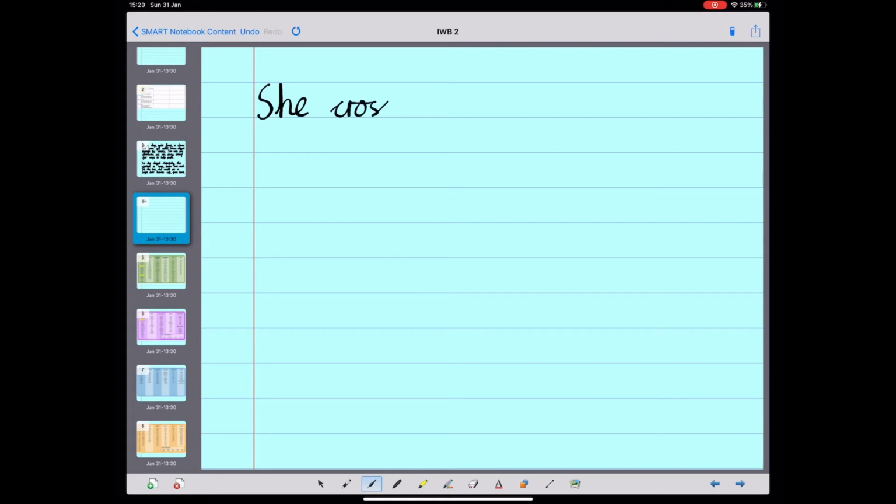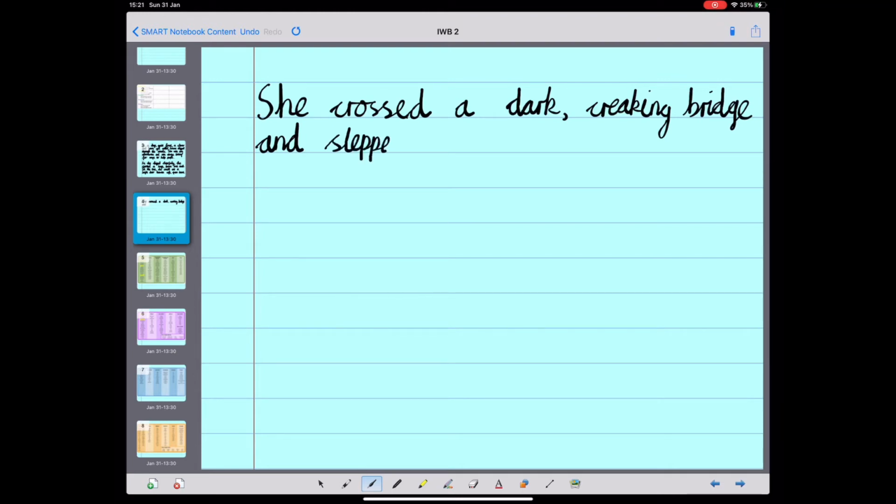She crossed a dark creaking bridge. So again, I'm using those noun phrases that I came up with on Monday, popping those into my story. She crossed a dark creaking bridge and stepped across the damp, bumpy ground.